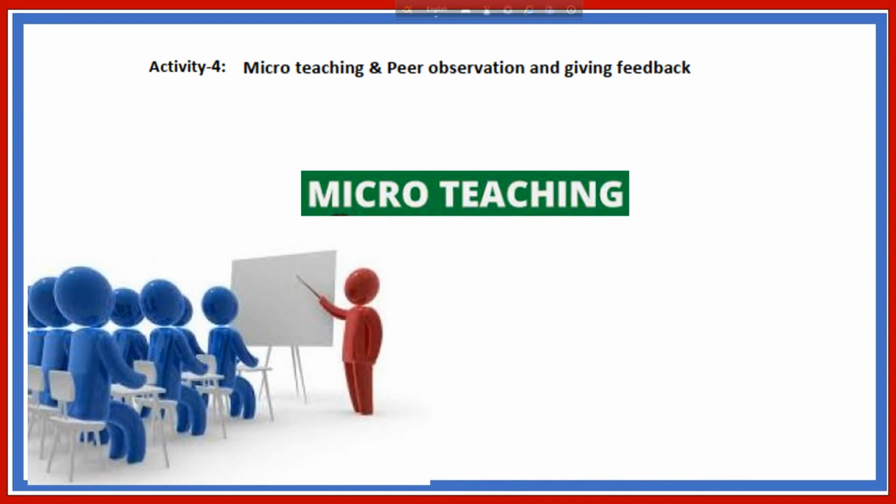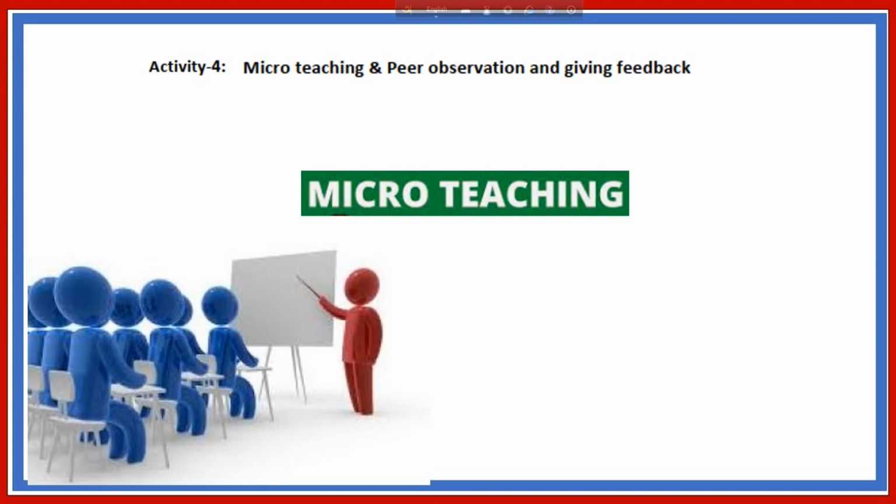And now it is time to describe about activity 4: micro teaching, peer observation and giving feedback. Micro teaching is very important and also a good activity to develop our professional development. Here we have to divide our 10 teachers into 5 groups, and they will make a lesson plan for class 1 to 5, and after making the lesson plan they will present their lesson in a micro teaching method. Okay, that is micro teaching.